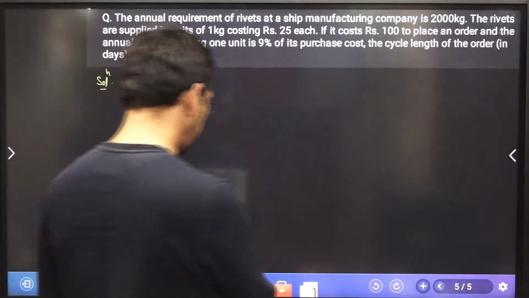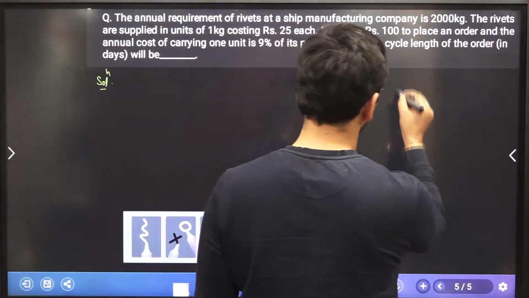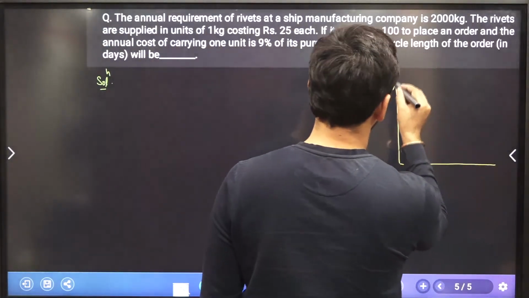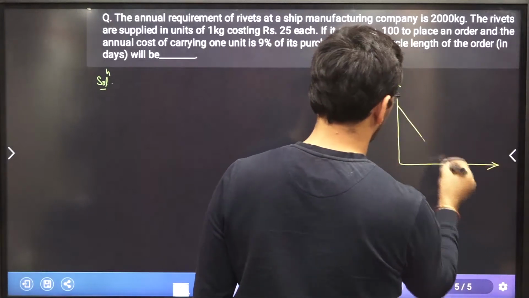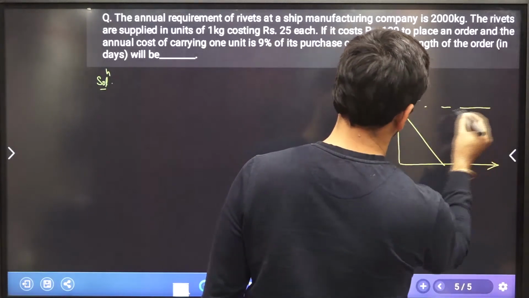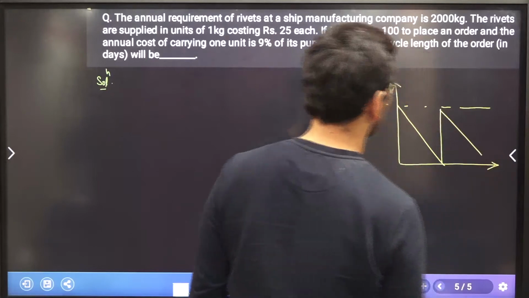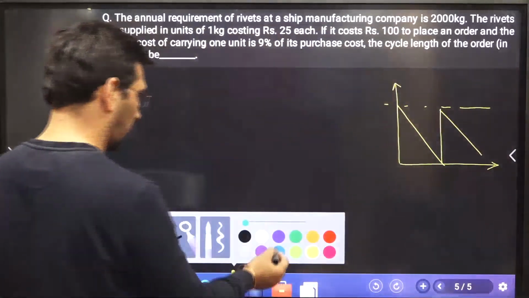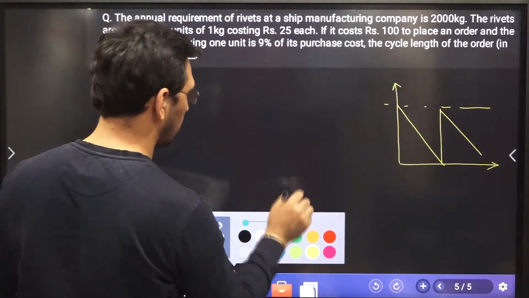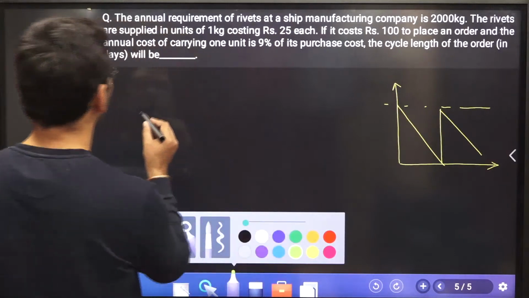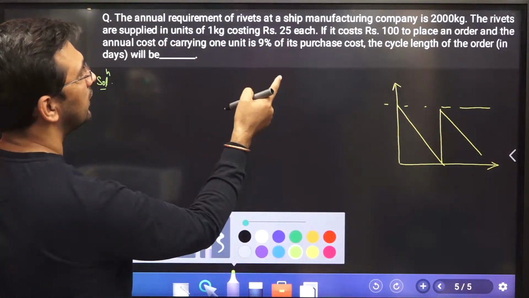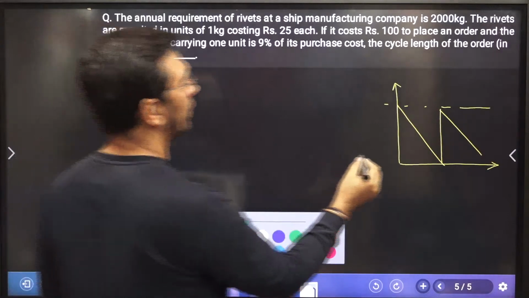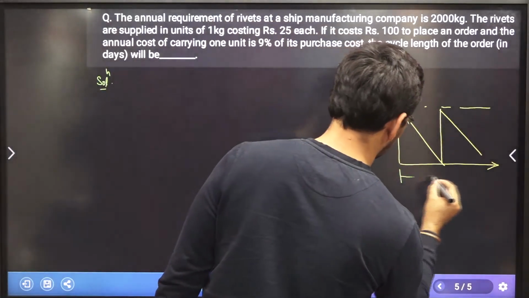It means definitely this model must be an infinite production rate, simple EOQ model. And when you have the simple EOQ model, it means you already know what we have to find out: the cycle length of the order. I have to find out the cycle length.